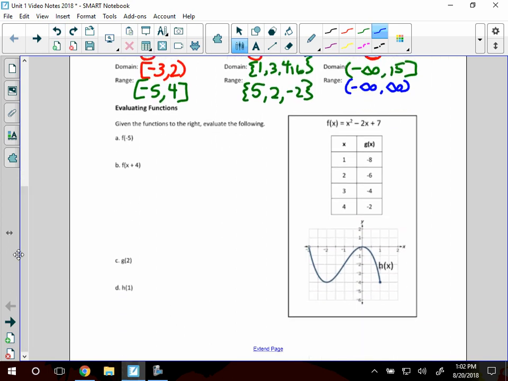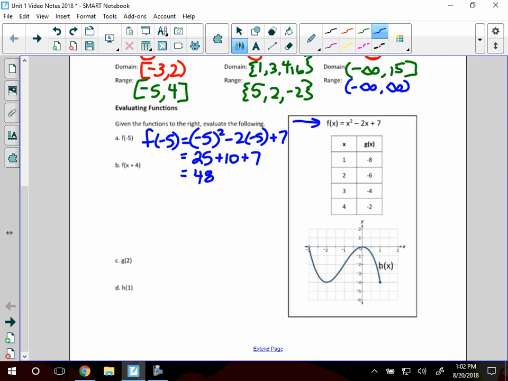All right, now we're going to look at evaluating functions given an equation, a table, and a graph. Okay, so A, that's read f of negative 5. So I need to go to the function f of x, that's this one. And that's just saying where you see x, replace it with negative 5. So now we're going to simplify that. Remember, if you square a negative, you get a positive. I believe that gives us 48.